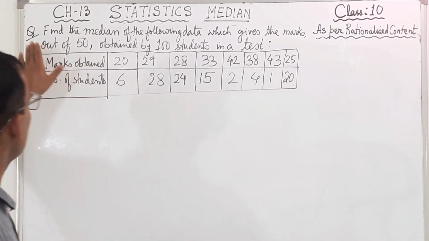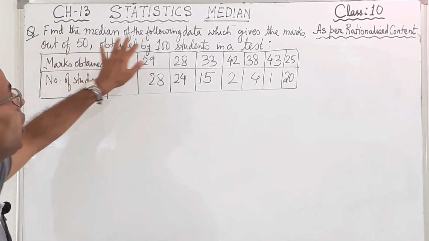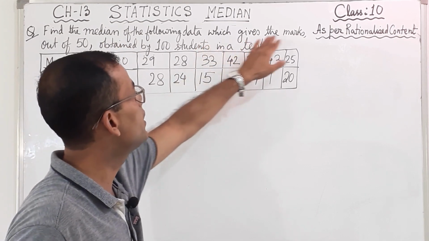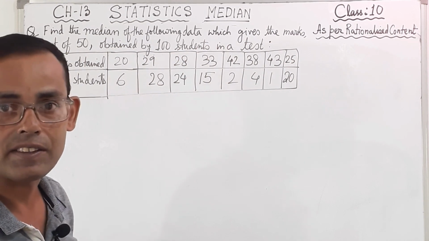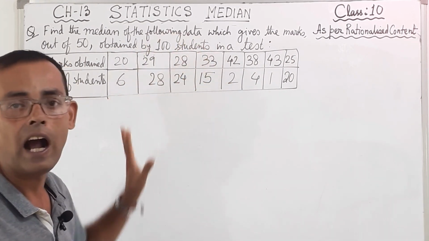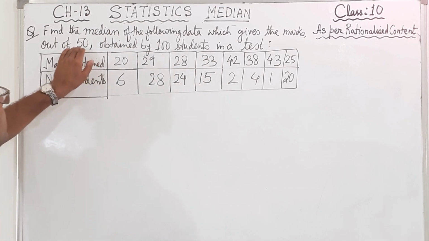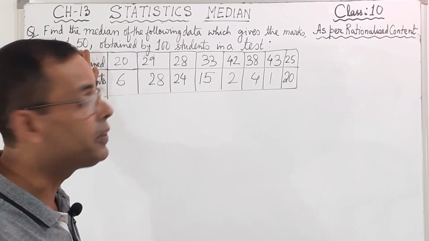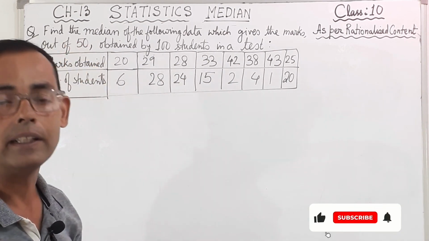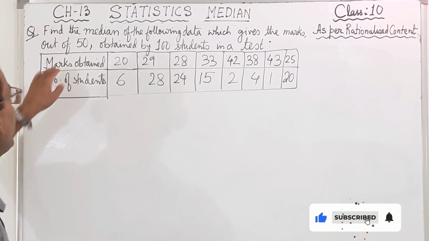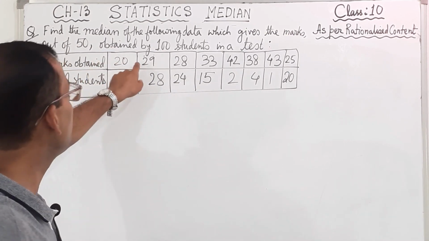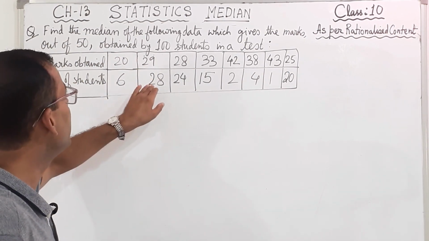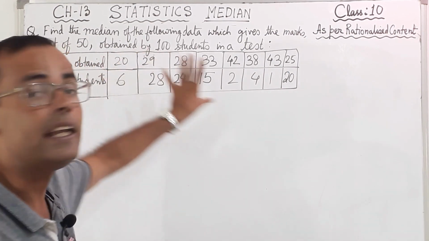Okay, now let us solve this sum. Find the median of the following data, which gives the marks out of 50 obtained by 100 students in a test. So there was a test, 100 students were there and they gave the exam, and the exam was conducted for 50 marks, and how much they obtained, that is given. Okay, marks obtained, those who got 20 marks, how many students? 6 students. Those who got 29 marks, how many students? 28. Like this the data is given.